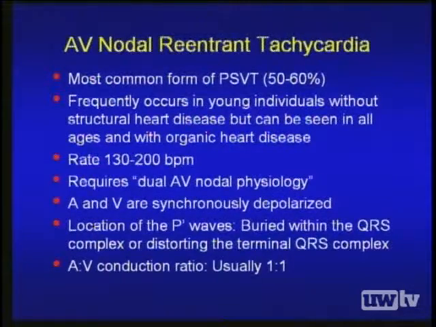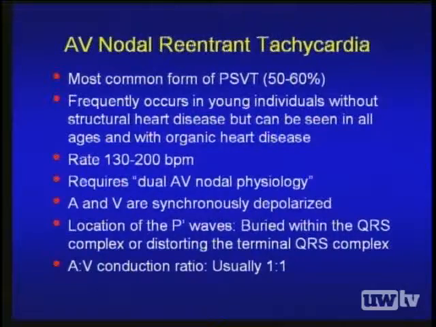As I said, it is the most common form of PSVT, accounting for about 50 to 60% of all cases. It frequently occurs in young individuals without structural heart disease, but can also be seen in all ages and in individuals with organic heart disease. The rate of presentation is really quite variable, anywhere from about 130 all the way up to about 200 beats per minute. It requires dual AV nodal physiology, and we'll go over just what that is.